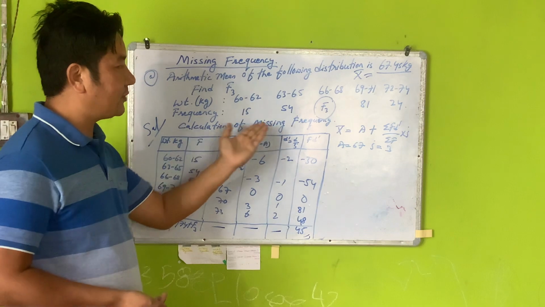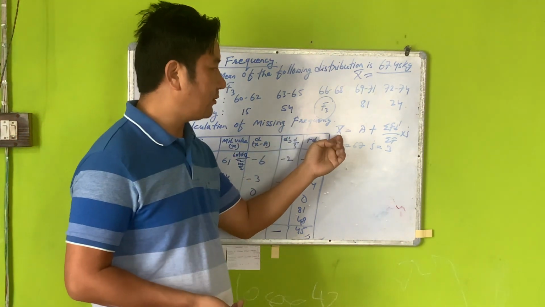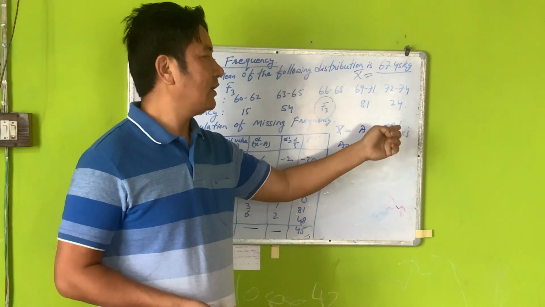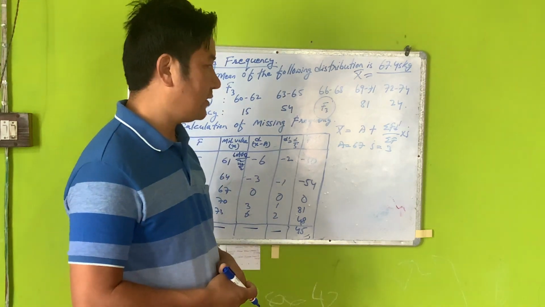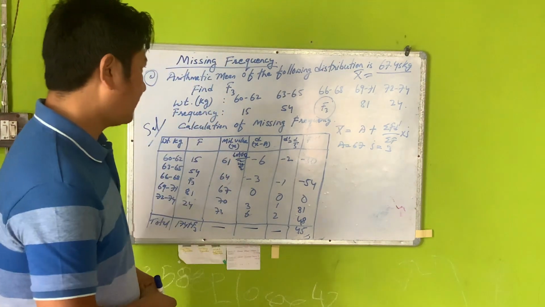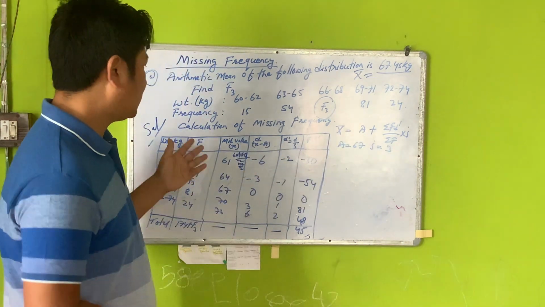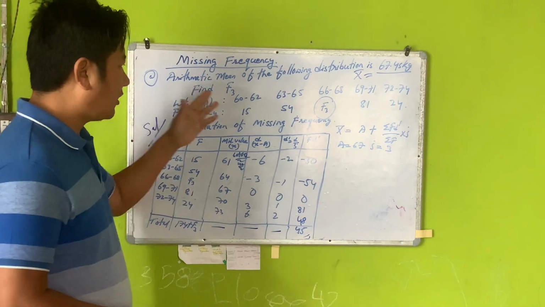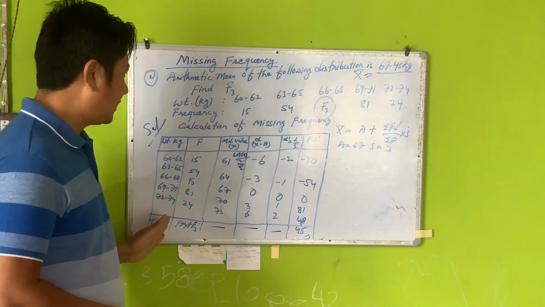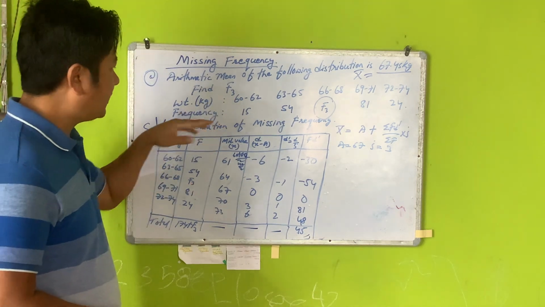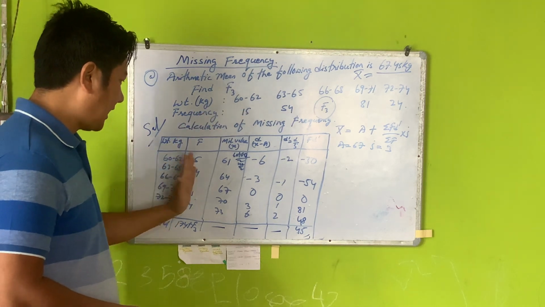Solution: calculation of missing frequency. You know the formula: x bar is equal to a plus summation of fd dash divided by summation of f, into i. This is the step deviation formula, as you know. So we need an assumed mean. First you have to draw a table and copy the weight and frequency: in the first column we copy the weight, and in the second column we copy the frequencies.